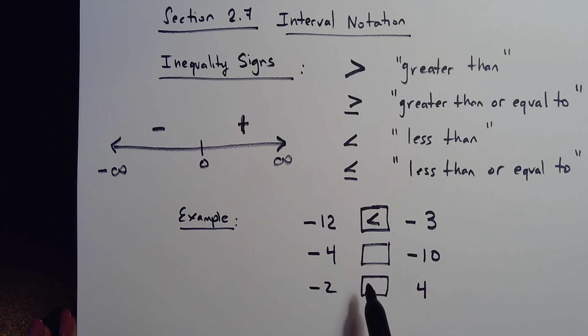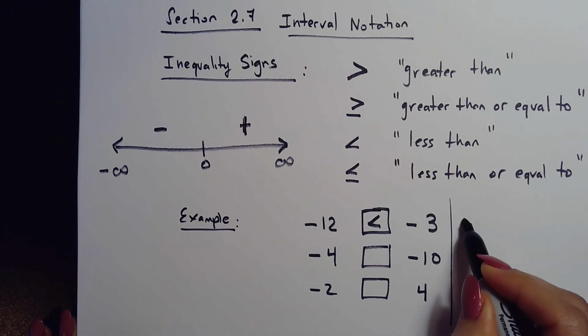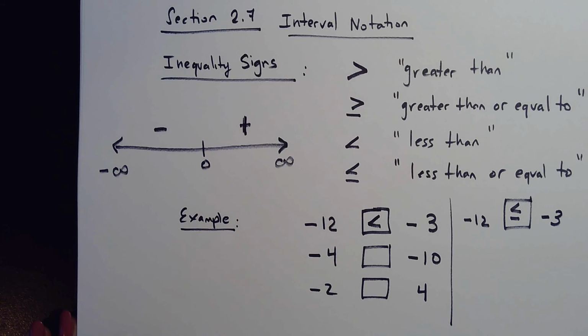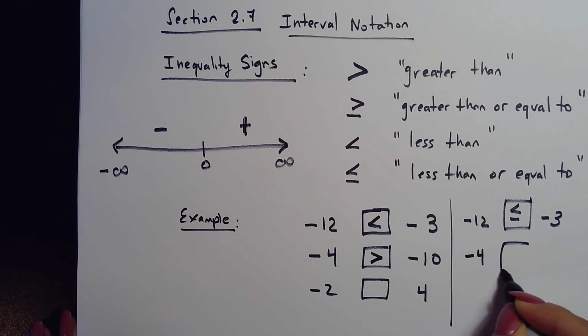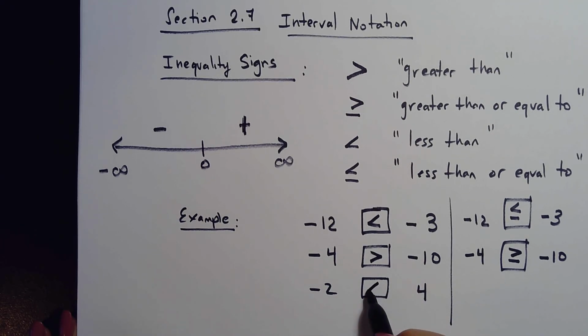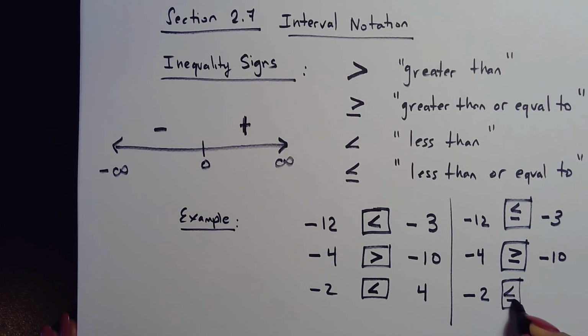-4, so you can write here, like I said, this would be true. What would also be true is less than or equal to -3, right? And -4 is greater than -10. And you can also write that -4 is greater than or equal to -10. And -2 is less than 4, because a negative is always smaller than a positive number. So -2 is less than +4, and also a true statement, -2 is less than or equal to 4.